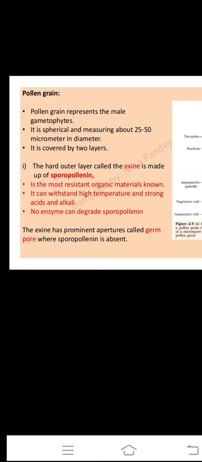No enzyme can degrade the sporopollenin. The exine has prominent apertures called germ pores where sporopollenin is absent.